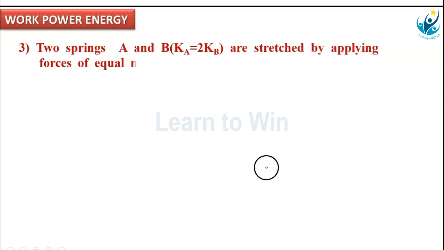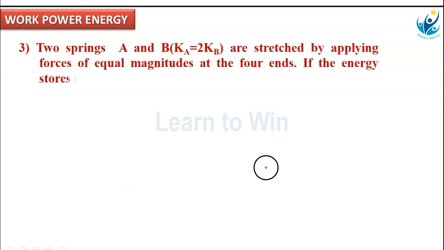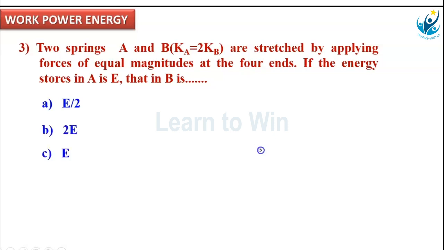Two springs A and B, with KA equal to 2KB, are stretched by applying forces of equal magnitude at the four ends. If the energy stored in A is capital E, then what is the energy stored in B? Try this problem. The answer is 2E. How does it come?